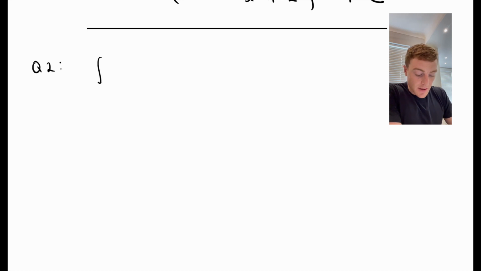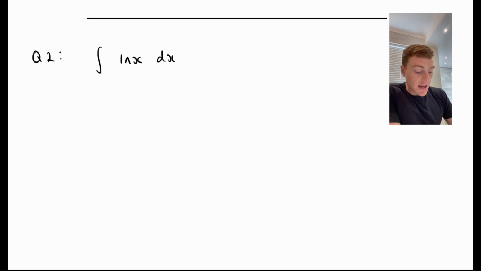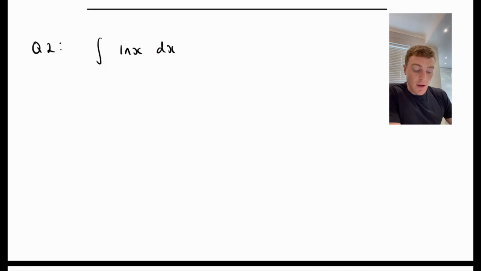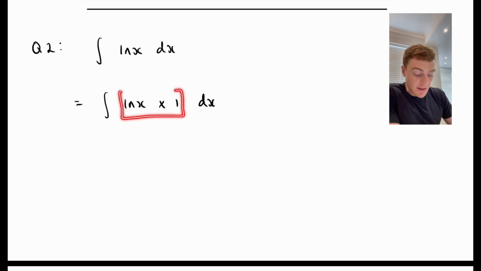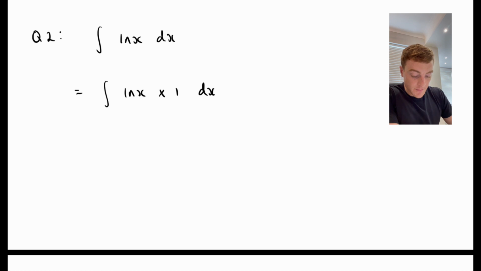And we want to integrate ln x with respect to x. Now this is slightly different because we don't actually have a product inside the integral. Okay, for these types of questions, you just have to remember, in order to integrate ln x, you have to use integration by parts. So what I can then do is just rewrite this as integrating ln x times 1 dx. Notice the integrand, so the thing inside the integral, has stayed the same.